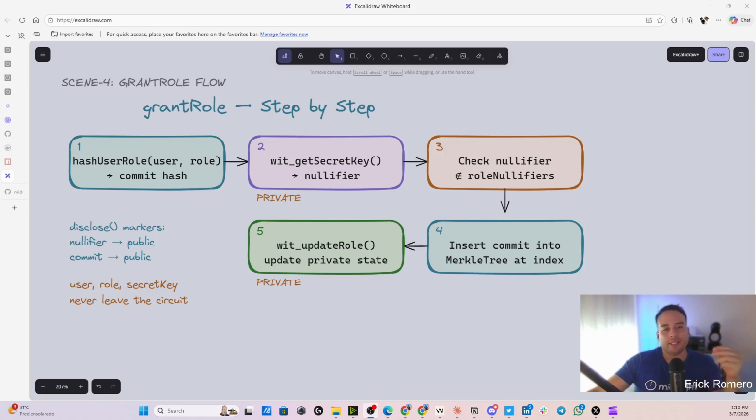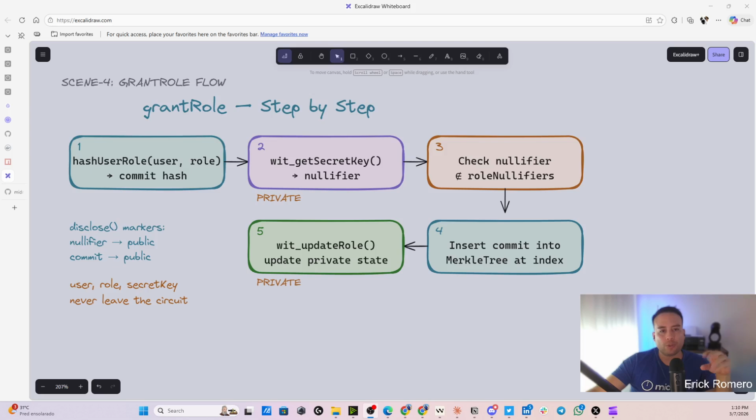What that means? The same input always produces the same hash, but it is irreversible. You can't look at the hash and figure out the user or the role. Step 2. Nullifier generation. This is critical.